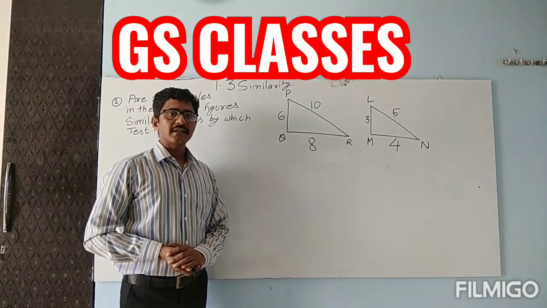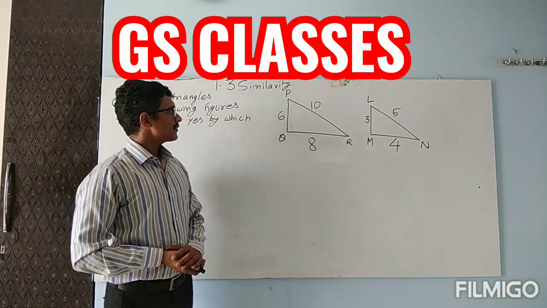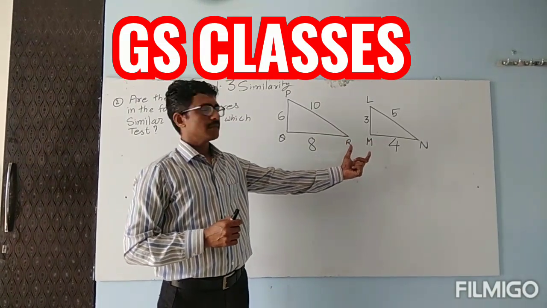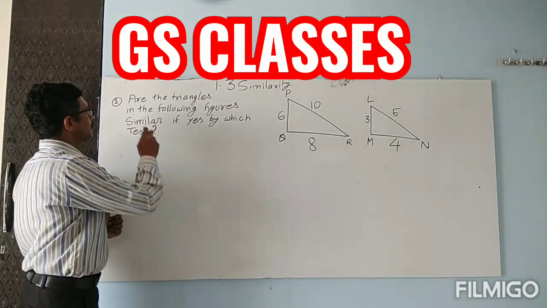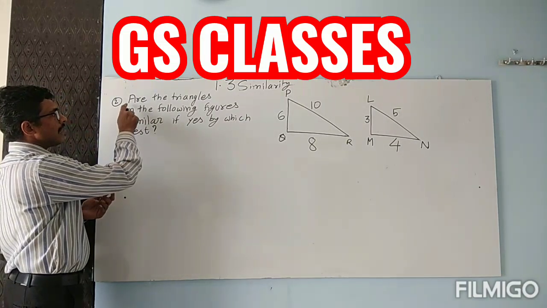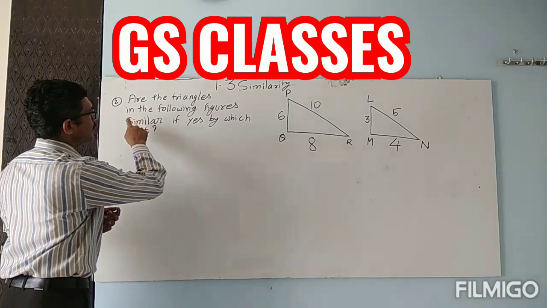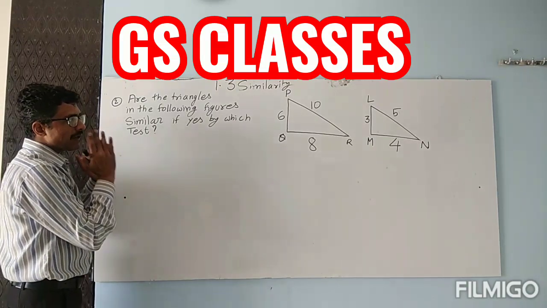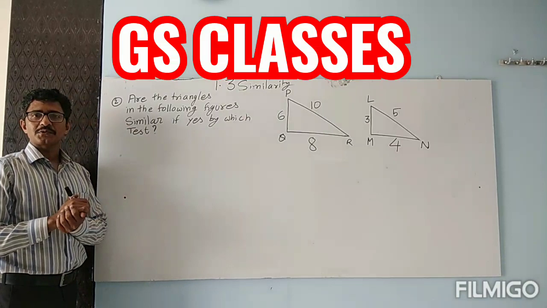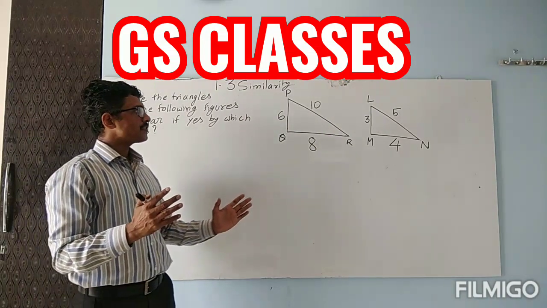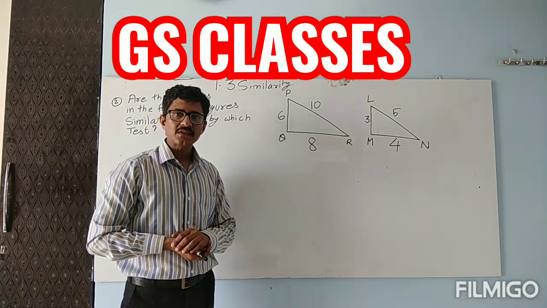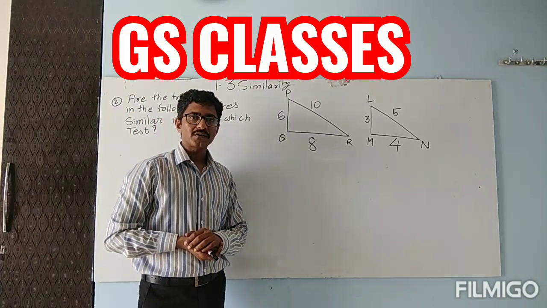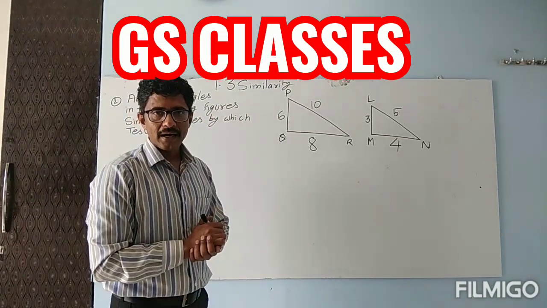So hello students, let's continue with this numerical. Children, here they have given us two triangles, and what they are asking: are the triangles in the following figure similar, and if yes, then by which test? So children, the entire information they have given in the diagram. On that basis, we have to prove whether these two triangles are similar or not. Of course, they appear to be similar.